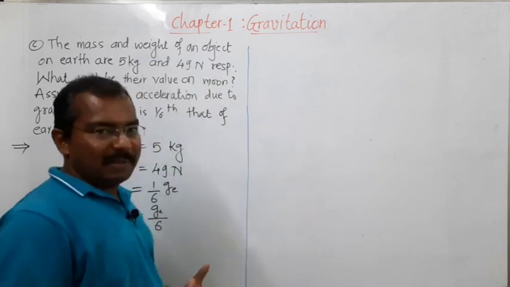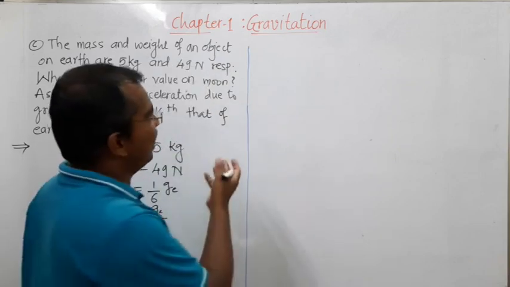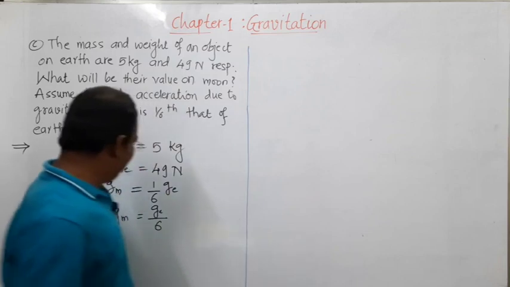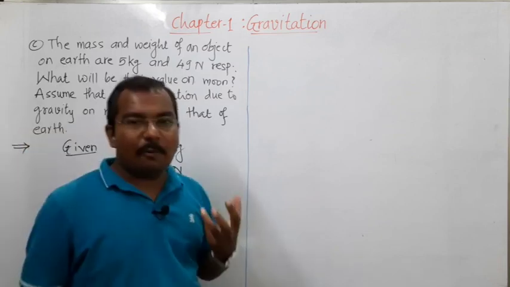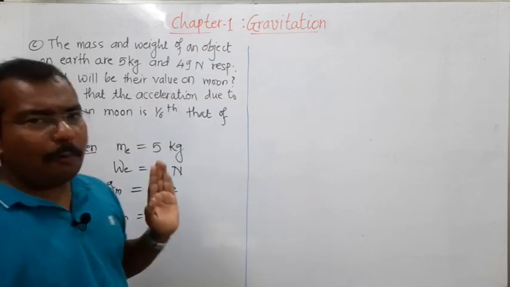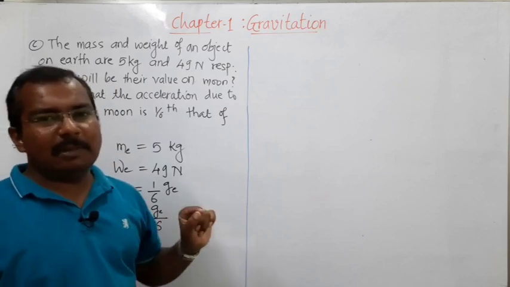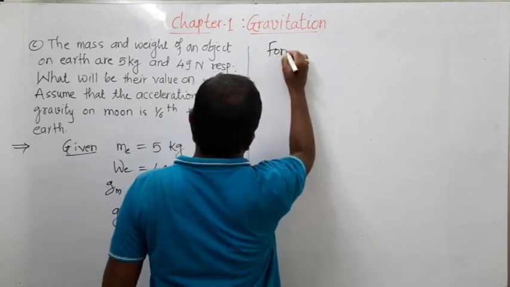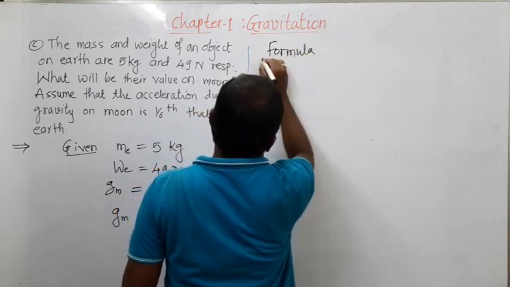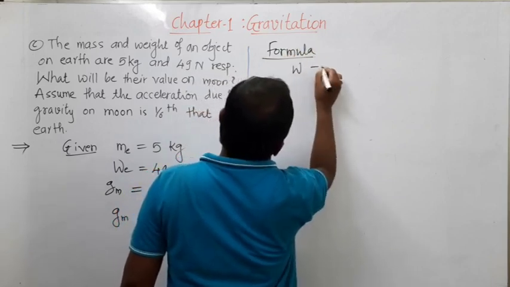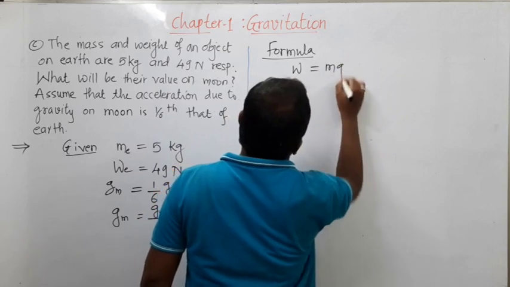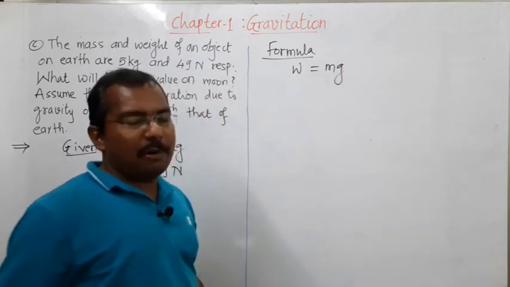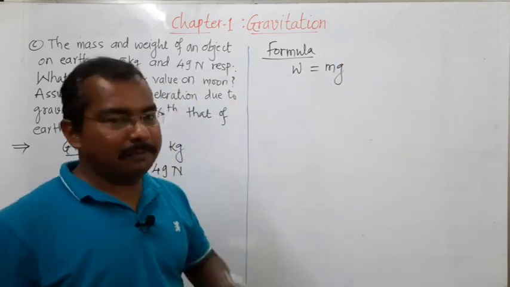So the formula and calculation I'll write here. What should be the formula? We have to calculate the weight. All right, so weight we can calculate: W is equal to M into G. Formula is there. W, weight, is equal to mass into acceleration due to gravity. We have to calculate it on the moon.